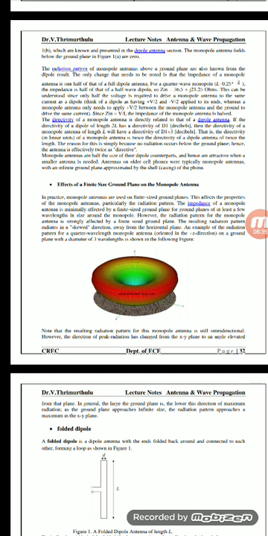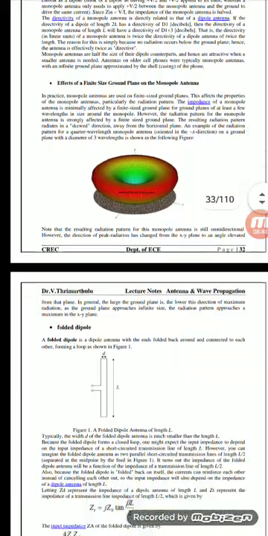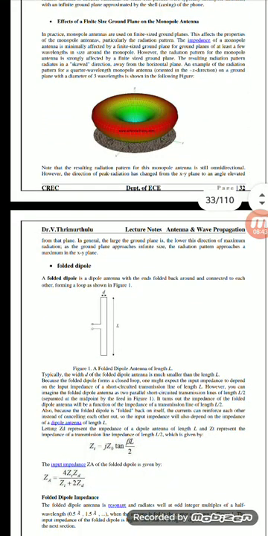Effect of a finite size ground plane on monopole antennas. We will explain this antenna tomorrow.